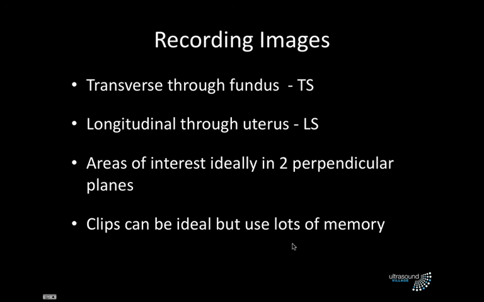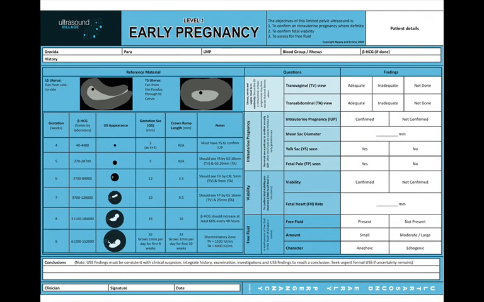So recording of our images, we should ideally take a transverse view through the fundus and a longitudinal view through the uterus, showing that it connects to the cervix and the vagina. If there is an area of interest, like a gestational sac, you should take pictures of that in 2 perpendicular planes, the longitudinal and the transverse. You're welcome to use clips and little video clips, but they use a lot of memory. You can use M mode to record fetal heart, and we'll show you how to do that on the course. And you fill in your early pregnancy report.